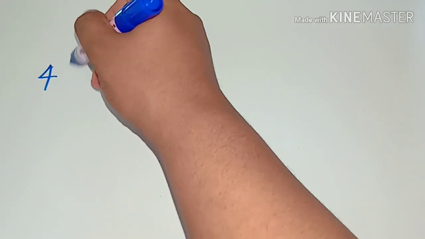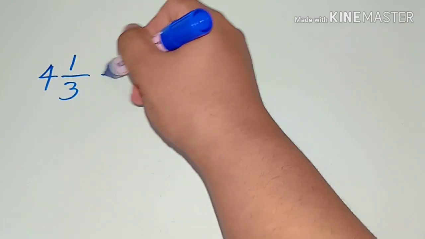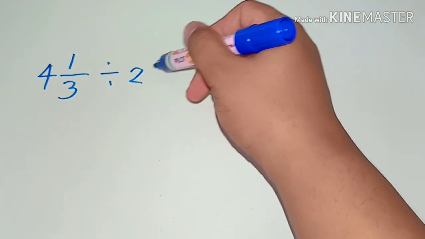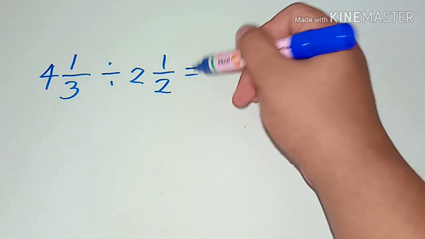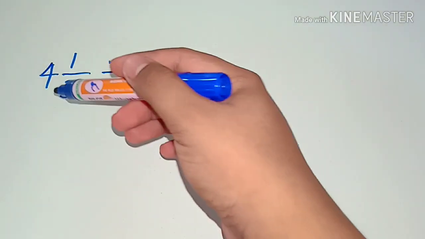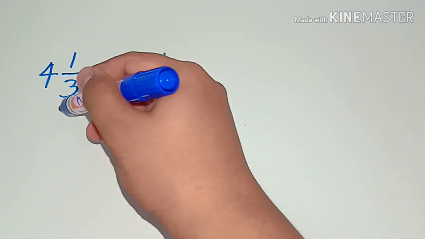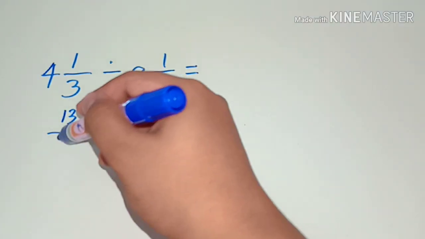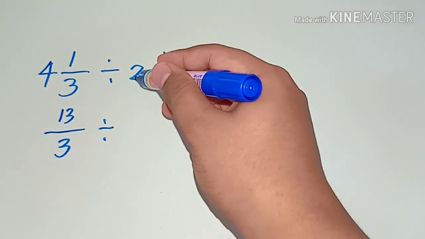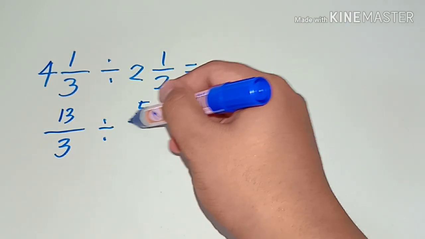Last example is what if we are dividing a mixed number. So I have here 4 and 1/3 divided by another mixed number. So let's say 2 and 1/2. So it would be easier for you to divide those fractions if you will convert it first into an improper fraction. So 3 times 4, 12 plus 1 is 13/3 divided by 2 times 2, 4 plus 1 is 5/2.